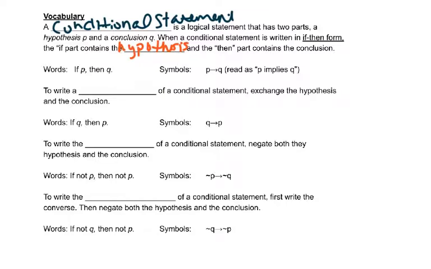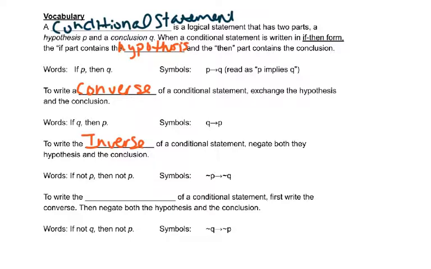To write a converse of a conditional statement, exchange the hypothesis and the conclusion. So you just switch them around. So if Q, then P, or Q implies P. To write the inverse of a conditional statement, negate both the hypothesis and the conclusion. And we're going to get into what negate means in a little bit, but it's kind of like opposite, but a little bit different. So the words would be, if not P, then not Q.